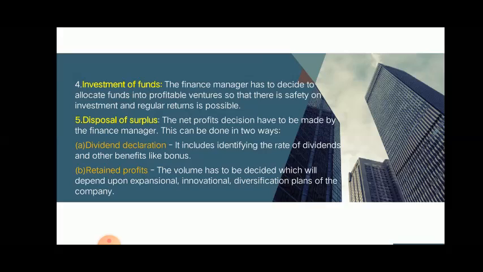Next function is disposal of surplus. The net profit decision has to be made by the finance manager, and this can be done in two ways. First, dividend declaration. It includes identifying the rate of dividends and other benefits like bonus. Then the retained profits. The volume has to be decided, which will depend upon the expansion, innovation and diversification plans of the company. It depends upon the company how it utilizes its profits.